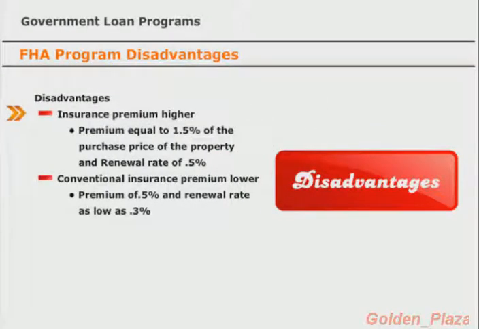The mortgage insurance premium paid on an FHA loan is always significantly higher than on a conventional program. For FHA loans, the borrower will be charged a mortgage insurance premium equal to 1.5% of the purchase price of the property and a renewal premium of 0.5%. By contrast, the mortgage insurance premium charged at closing on a conventional program is as low as 0.5%, with renewal rates as low as 0.3% in subsequent years.